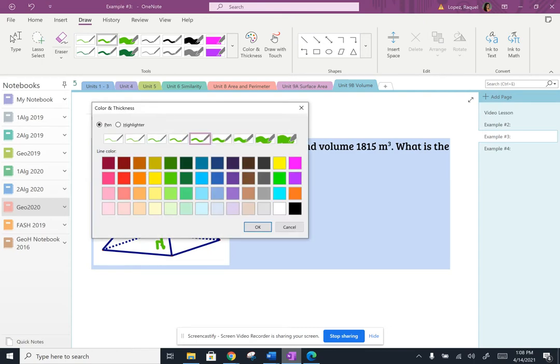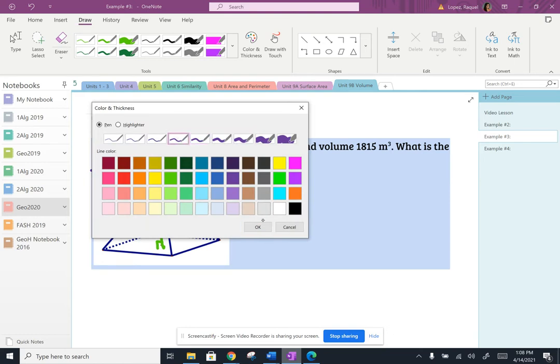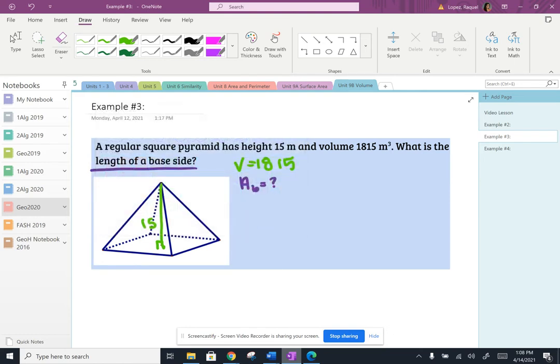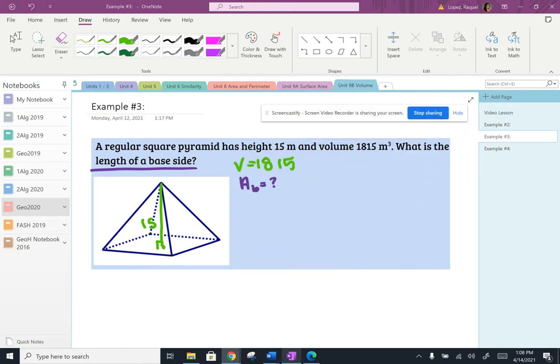And let me write with a better color. So we're trying to find the length of a base side. So to figure that out, I'm going to need to figure out what my area of the base is. And I don't have that information yet. So we're going to go ahead and plug in our values into a formula to start working backwards. So I know the volume, and so that's going to come in handy. Let's figure out what the area of the base is going to be.